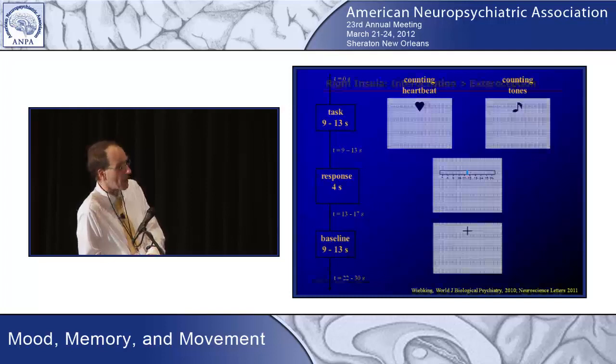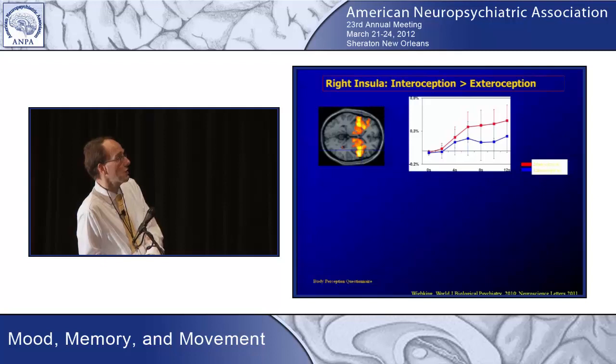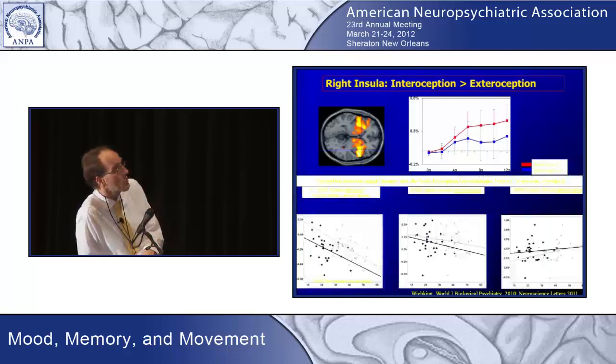And no surprise, when you compare interoception versus exteroception, you find stronger activity in the bilateral insula. I here presented the right insula, and you can see the red is the healthy subject. The red is the interoception, and the blue is the exteroception.